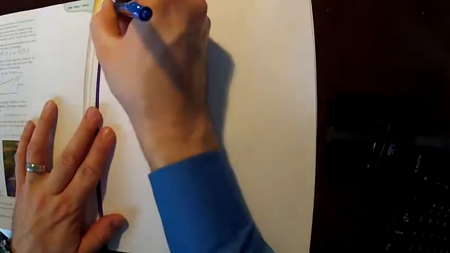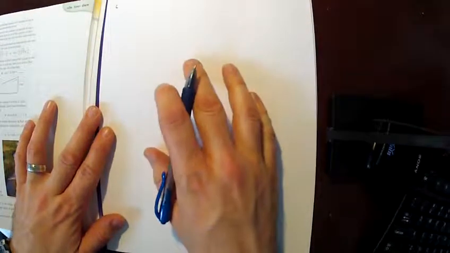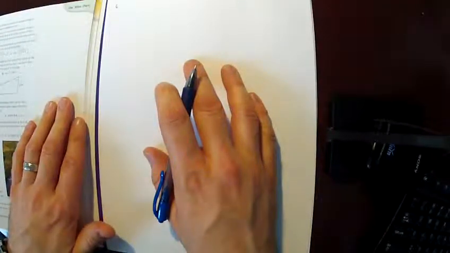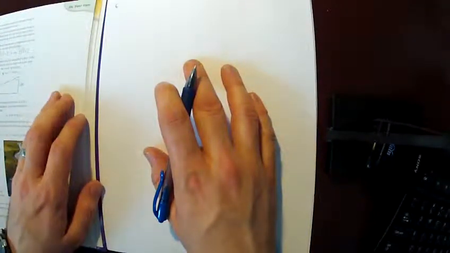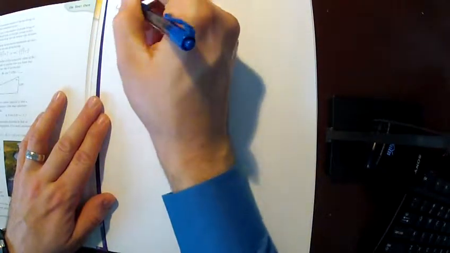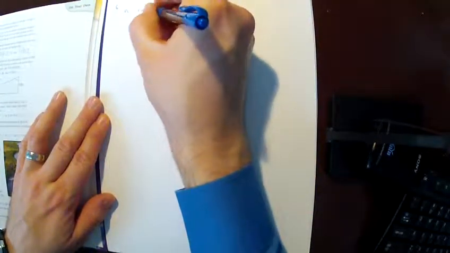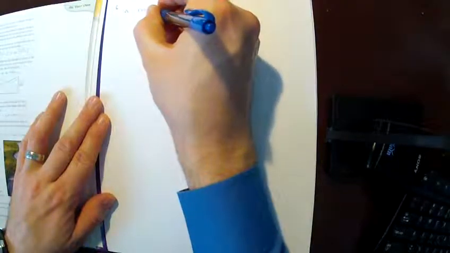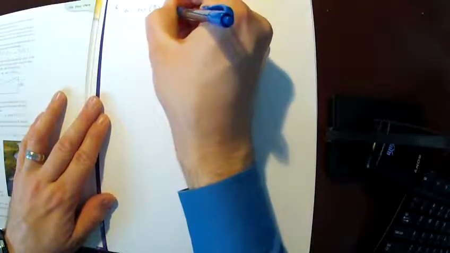Question number 6 says, determine which of the following mathematical statements are true and explain how you know this without the use of technology. So the first statement that we're asked about is about the cosine of pi over 3 being equivalent to 1/2.